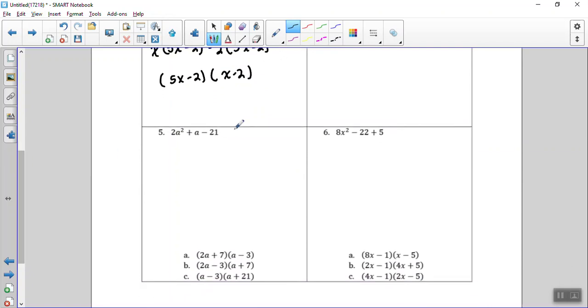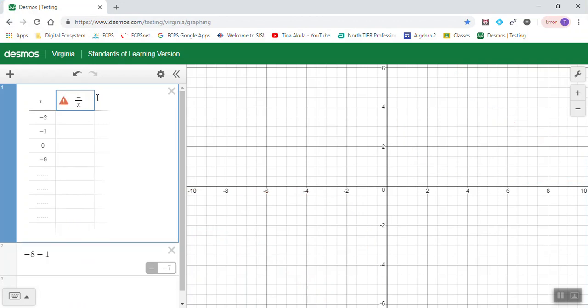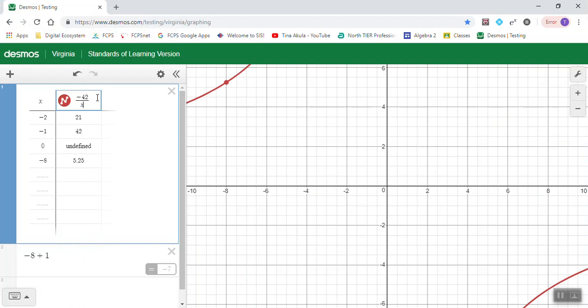Okay, last example. So I'm going to write 2 times negative 21, so that's negative 42. And then I'm trying to get 1 here. So some factors of negative 42 are negative 42. So let me try negative 7. Negative 7 plus 6 is negative 1.